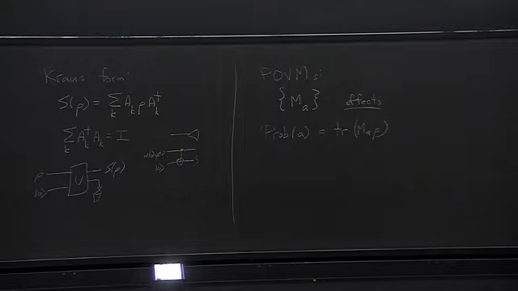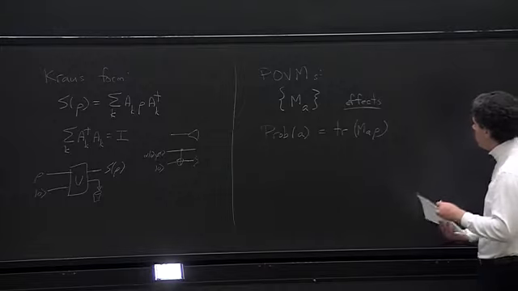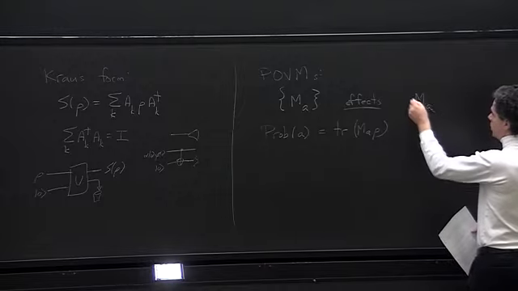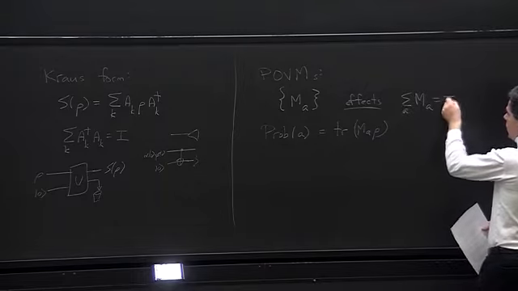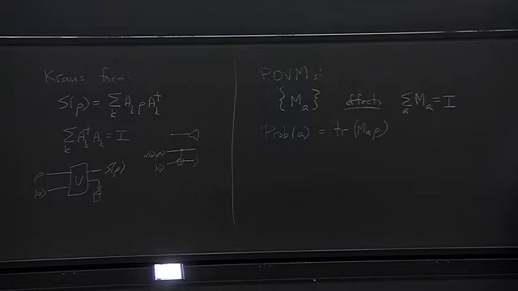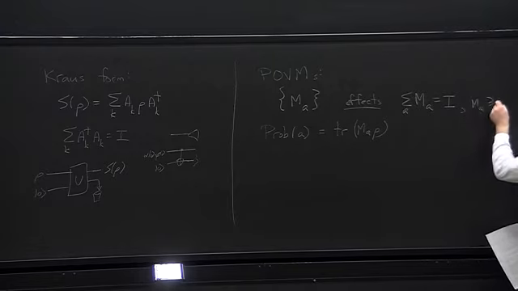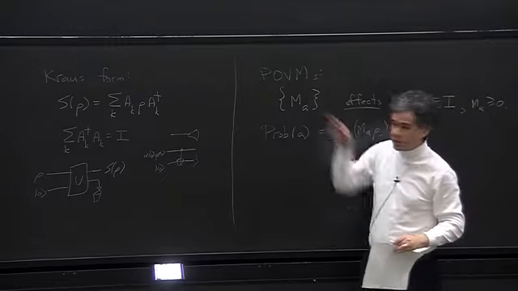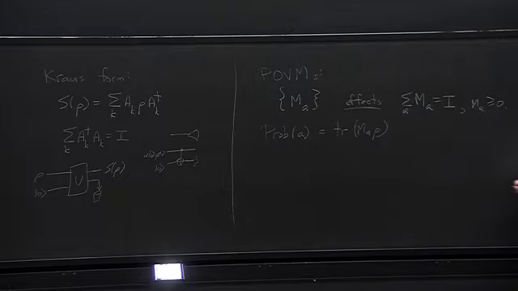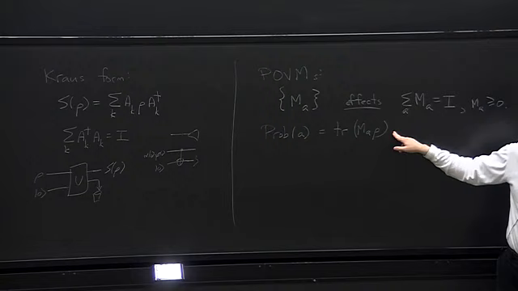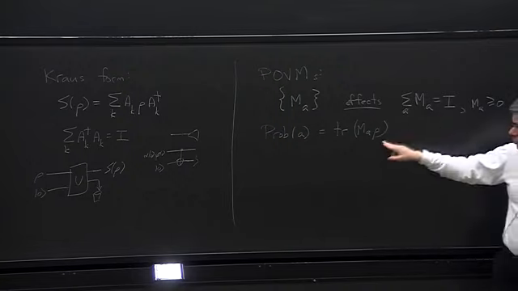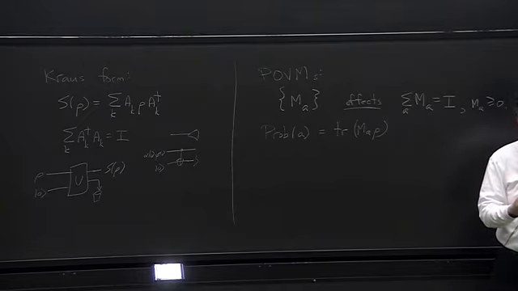And the M_a are not arbitrary. They should satisfy the following condition. The sum over a of M_a is equal to the identity. Oh, sorry. And they're also positive. That's why the P is in there. And so the positivity condition ensures that this probability is always a non-negative number. And the sum condition ensures that the probabilities sum up to 1.